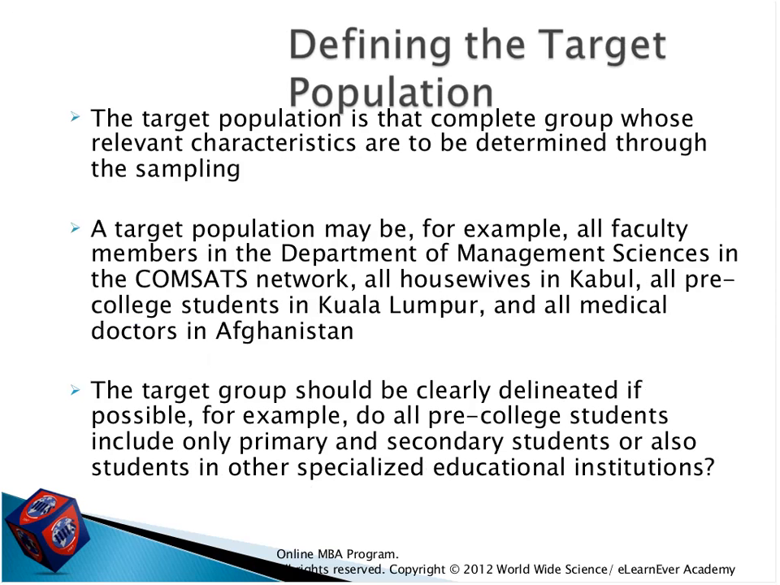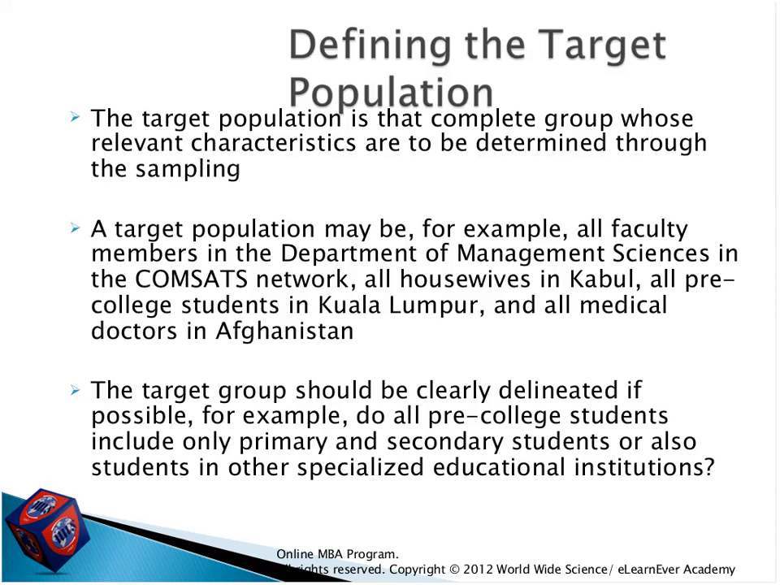that we choose. A target population may be, for example, all faculty members in the Department of Management Science in the ComSats network. This is a network, I think, in Pakistan. All housewives in Kabul can be the target population, okay? Or for example, all pre-college students in Kuala Lumpur can be a target population, or all medical doctors in Afghanistan can be another example of a target population.